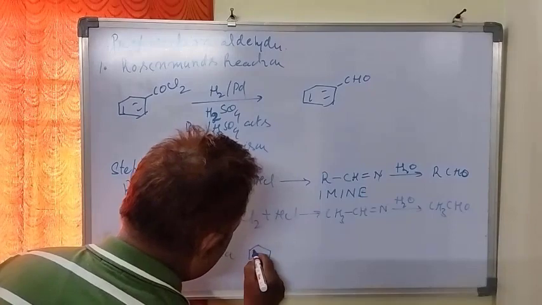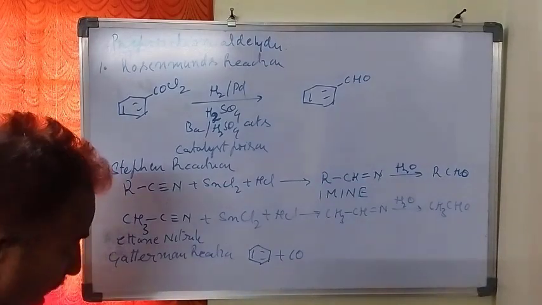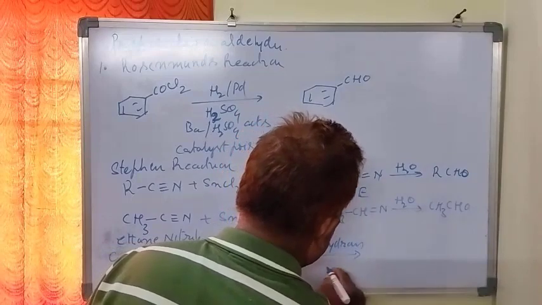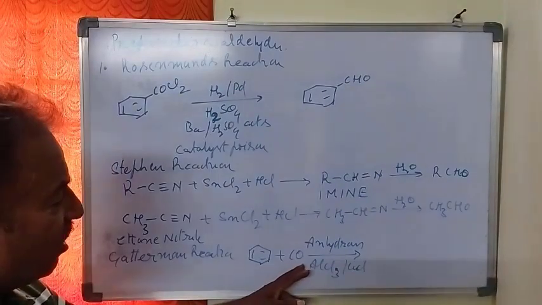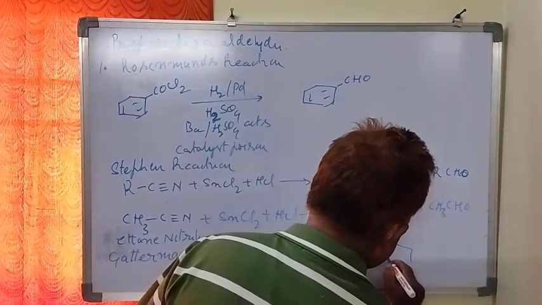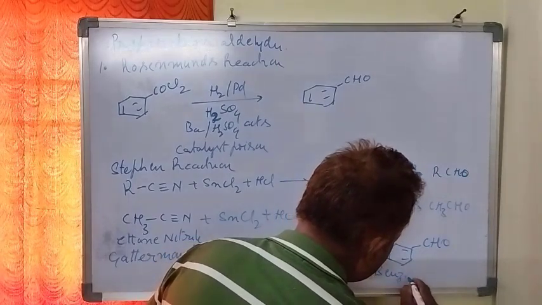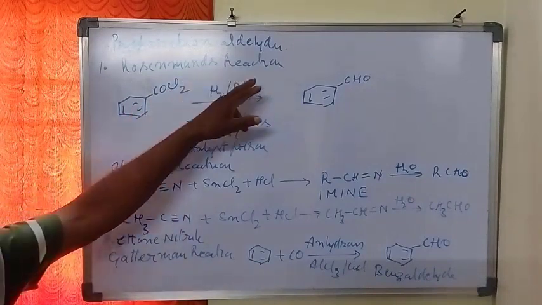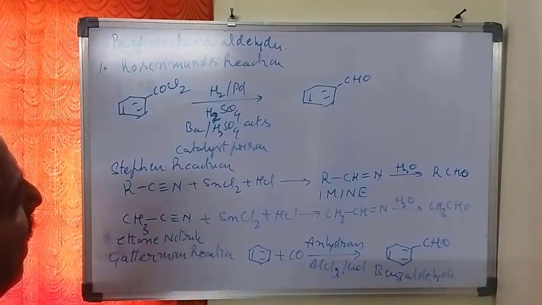Benzene is treated with carbon monoxide in the presence of anhydrous aluminum chloride and CuCl. So benzene is treated with carbon monoxide and HCl in the presence of anhydrous aluminum chloride and CuCl. Therefore we get benzaldehyde. This is benzaldehyde. So all these reactions are used to get aldehyde, either alkyl aldehyde or aryl aldehyde.